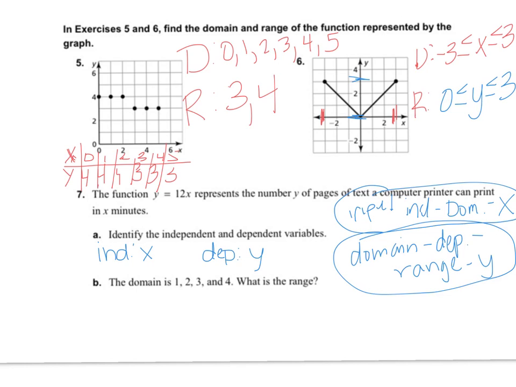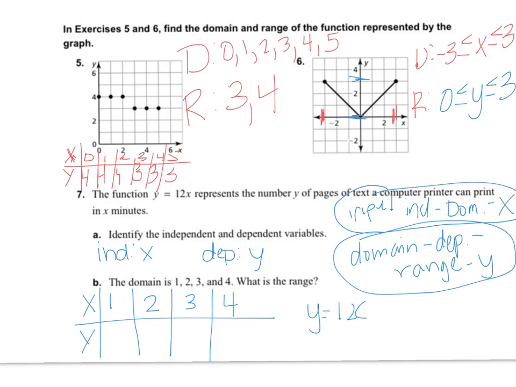Now, in B, it says if your domain is 1, 2, 3, and 4, what is your range? So I'm going to answer this one by setting up an input-output table. So if my inputs are 1, 2, 3, and 4, what would I get out as an output to give myself my range? So I'm going to take my 1 and plug it in for the x in the equation. So I would do y equals 12 times 1. Well, 12 times 1 is 12.